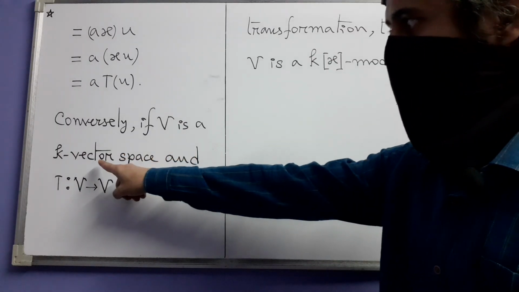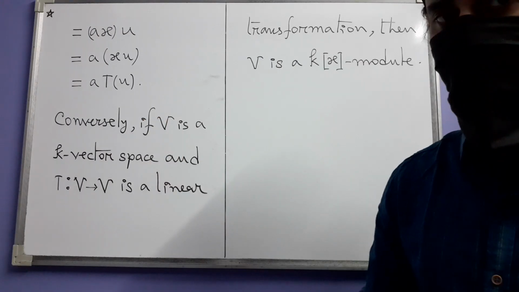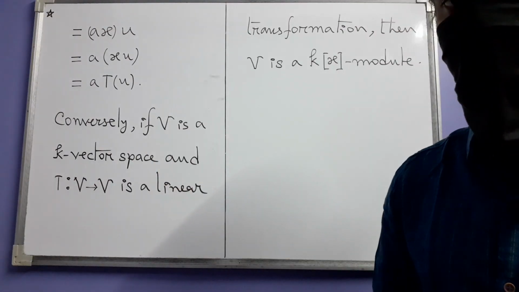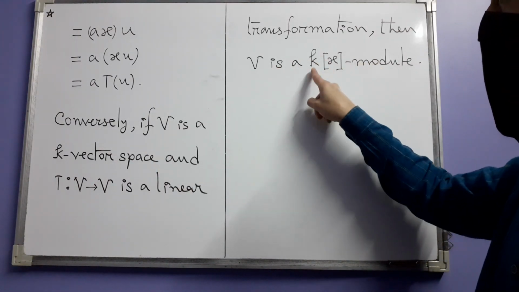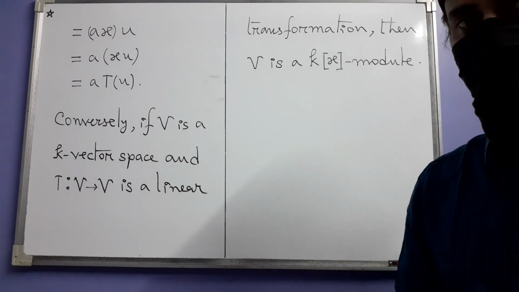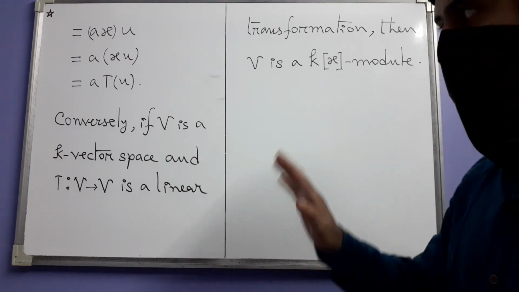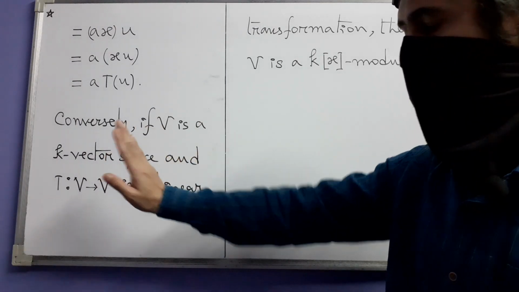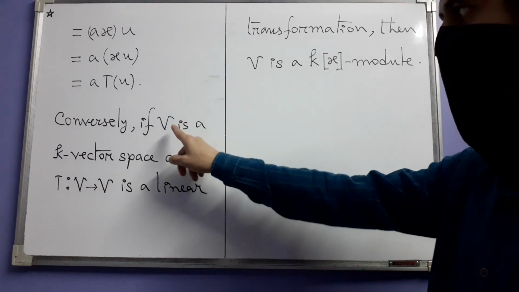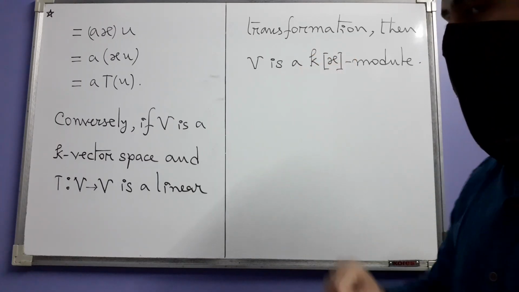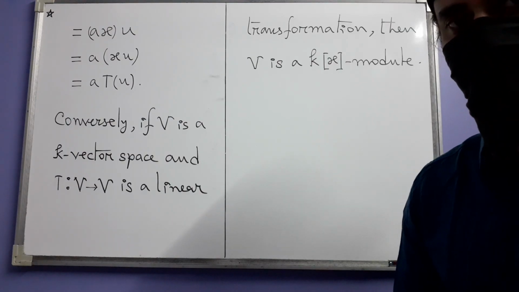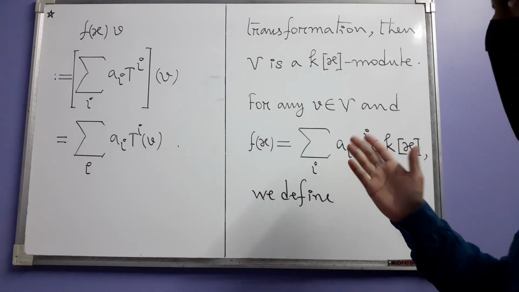Conversely, suppose V is a K vector space where K is some field of course, and we also have a linear transformation T from V into V. Then V is a K[x] module, so it's in the other direction. But how exactly? What is the module multiplication? We understand one thing, that since V is a vector space, V is already an abelian group. Now we need a multiplication of elements of V by polynomials coming from this ring so that it will get a module structure. What is that multiplication? We define that multiplication like this.